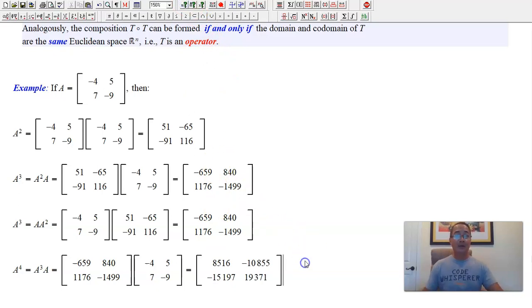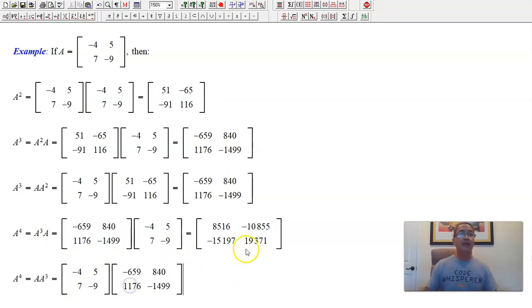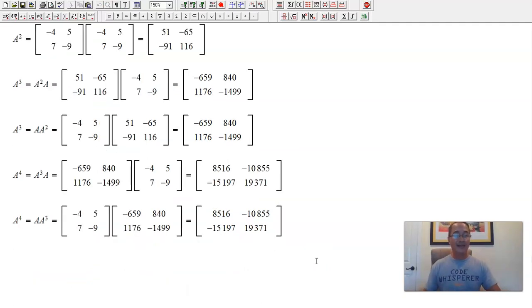Okay, now what's another way to do it? Just like how we did for A cubed, we can also reverse those two factors. So we can take A cubed and this time put it on the right. So here is the A and here is the A cubed. Do we get exactly the same answer? Of course. It's magic.